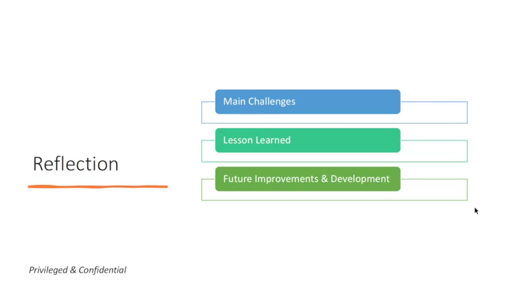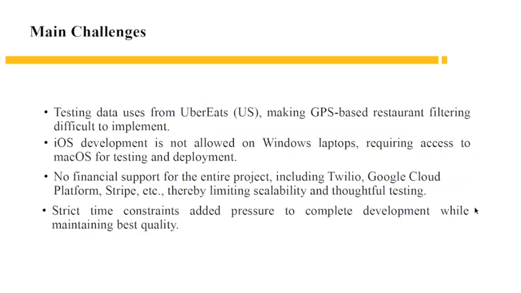In the last part, we will walk through the reflection for this capstone. First of all, for the main challenges, we are using the data from Uber Eats in the United States, making GPS-based restaurant filtering very difficult to implement. Also, iOS development is not allowed on a Windows laptop, so I personally don't have any access to implement the React Native client application.